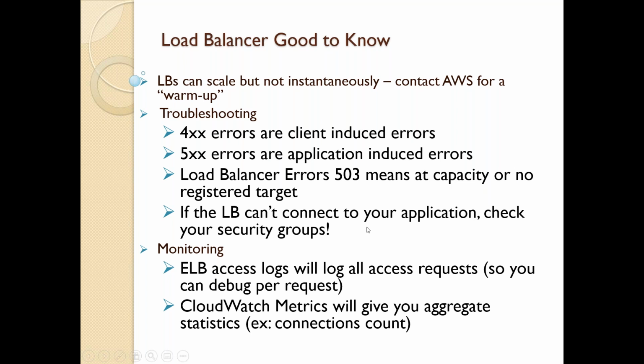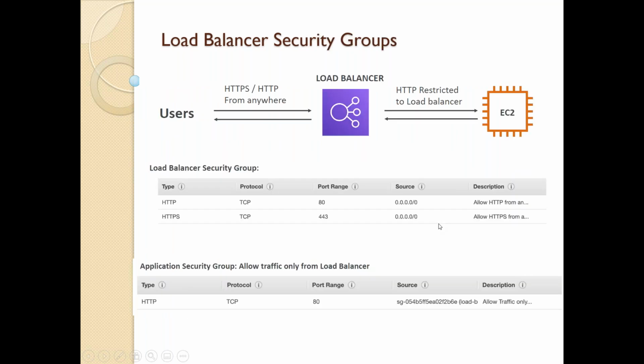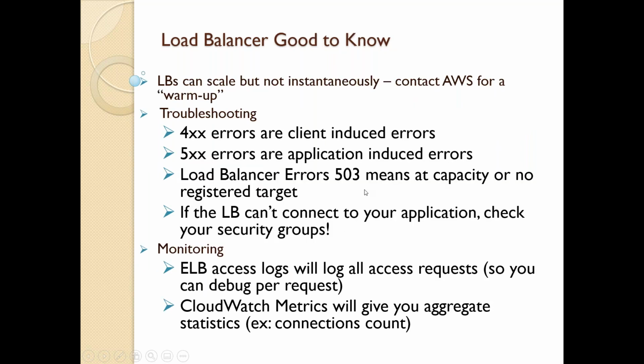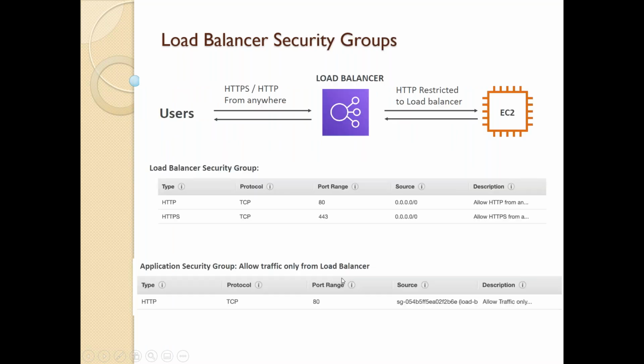If the load balancer cannot connect to your application, that is, if the users are not able to connect to your application, then you have to check the security group of your load balancer and make sure appropriate permissions are given to the security group. Monitoring ELB, Elastic Load Balancer: access logs will log all the access requests, so you can debug per request. So whenever the user is trying to access something, everything will be logged here.